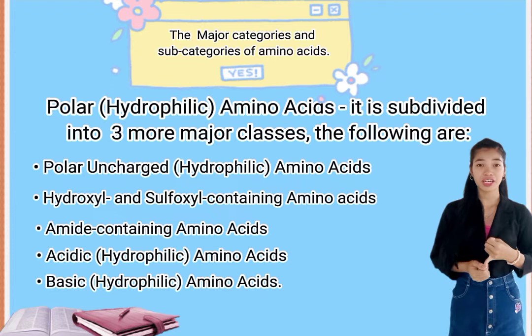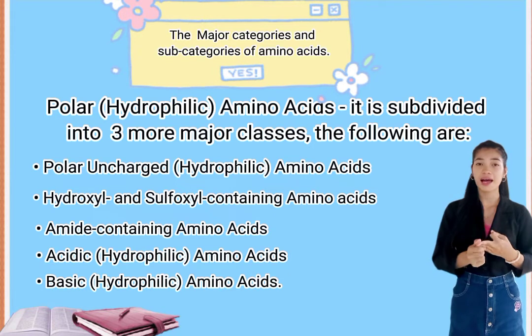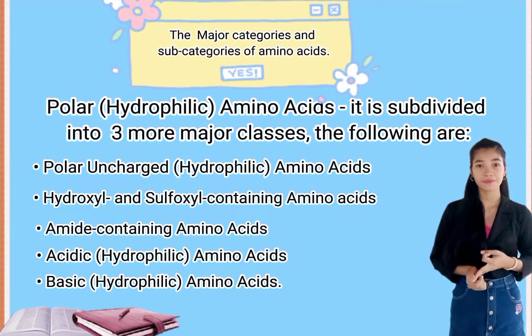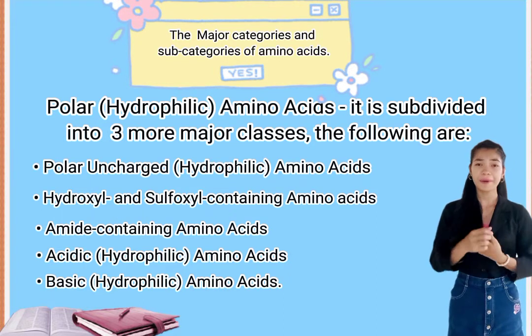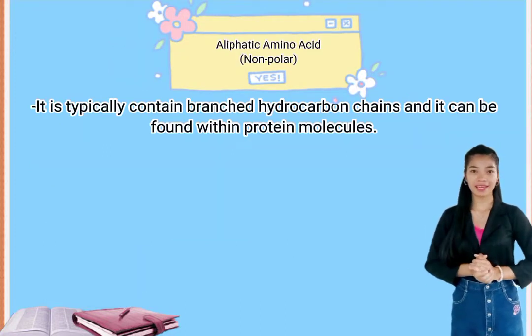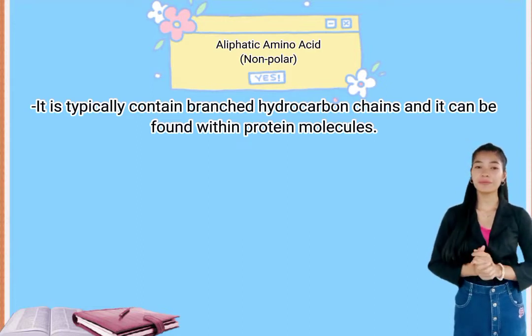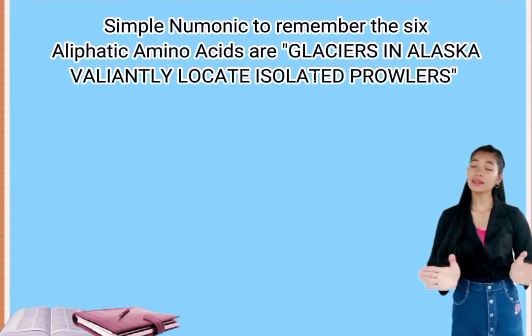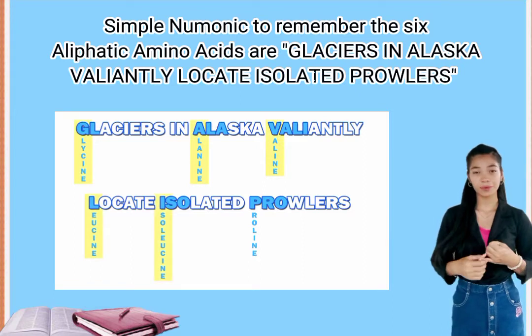The polar uncharged hydrophilic amino acids. Next is the hydroxyl and sulfoxyl containing amino acids. Next is the amide containing amino acids. Next is the acidic hydrophilic amino acids and the basic hydrophilic amino acids. Let's start from the aliphatic amino acids. They typically contain branched hydrocarbon chains and can be found within protein molecules. It includes glycine, alanine, valine, leucine, isoleucine, and proline.